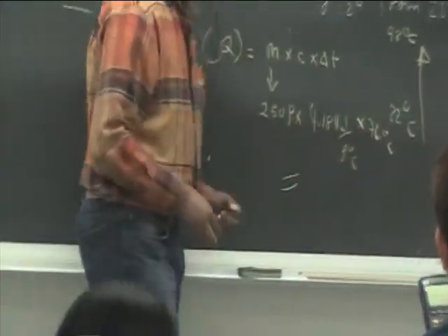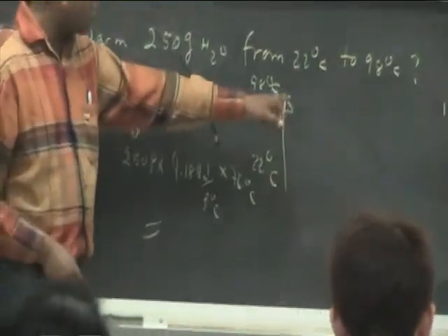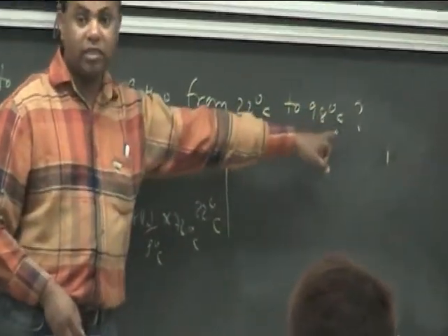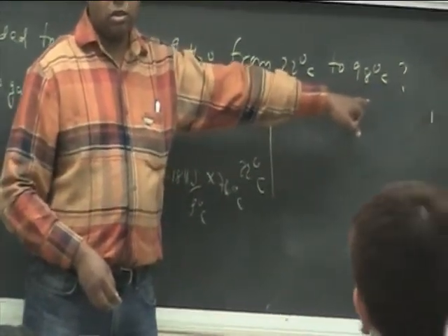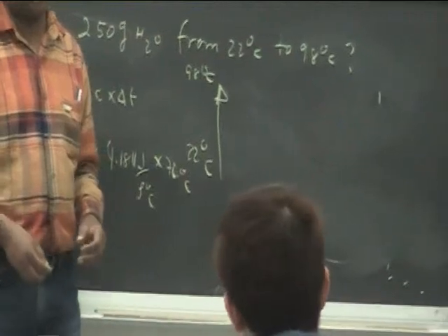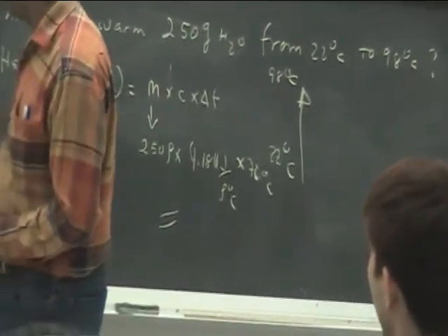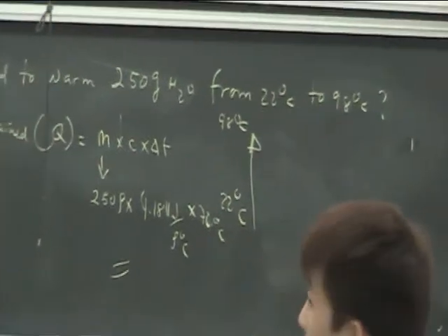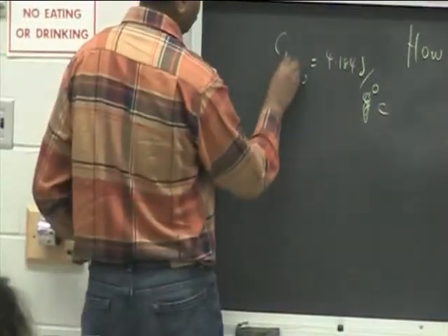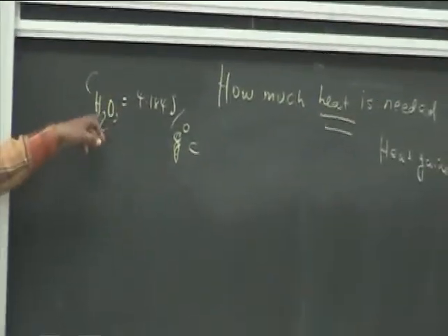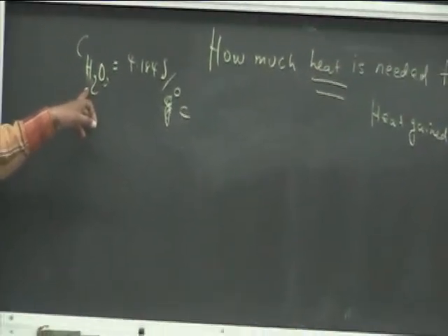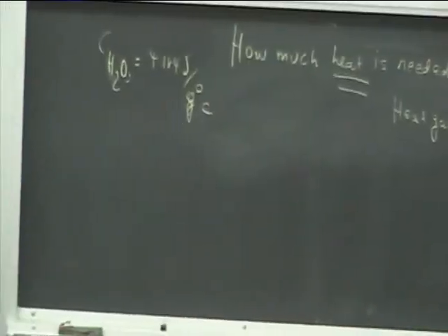How do you get the delta T? You subtract 22 from 98. It's 76. Professor, what's the C_H then right here? No, C_H2O. This is H2O. The specific heat of water. Specific heat of water.